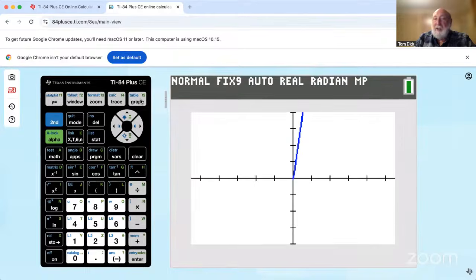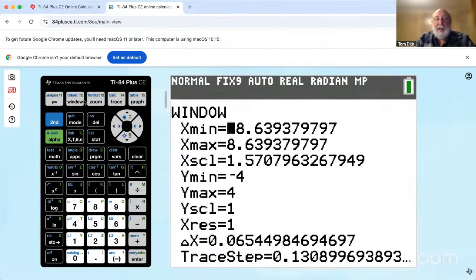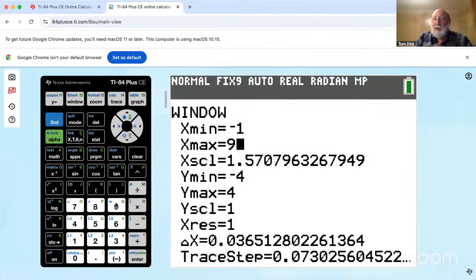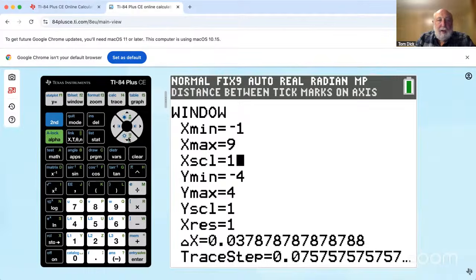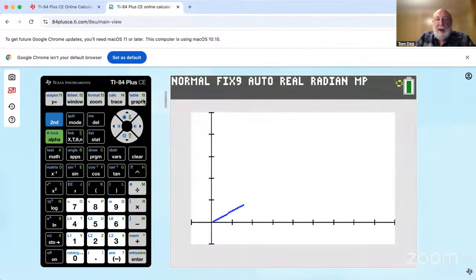Oh, doesn't look too good because it's not a very good window. But if I think about the graph that was given, I can actually use it as a clue. I'm going to make my x-min -1 and x-max 9. That'll include that 0 to 8 nicely with a little bit of buffer on the left and right hand side. And then let's make my x scale 1. And y-min, I think I'll go from -10 up to 50. That'll be plenty of space. I'll put a y scale of 10. And then let's try graphing again.